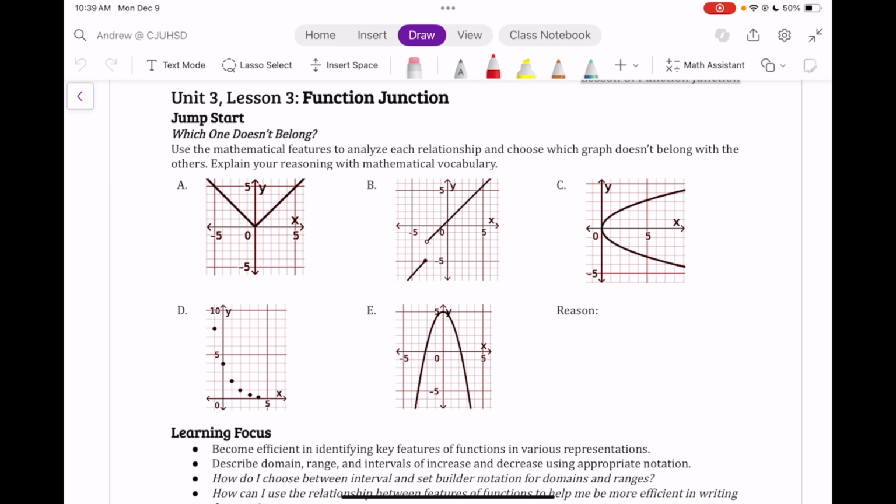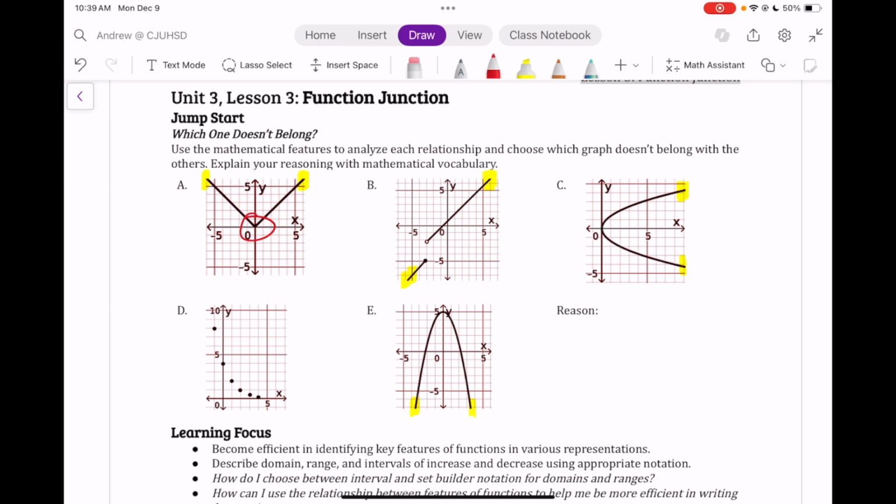Which one doesn't belong? All of them. None of them belong. They each have something about them that's different. But what I want you to notice about these graphs is that when a graph goes off the edge like this, we're going to go ahead and assume that it goes on forever, like that. Okay, so the first graph, what it has the other one doesn't have is a minimum.